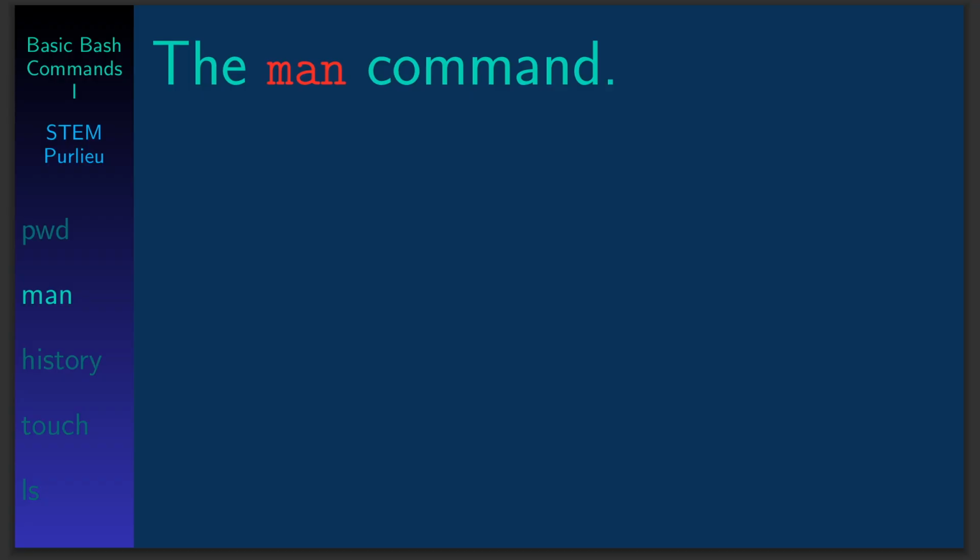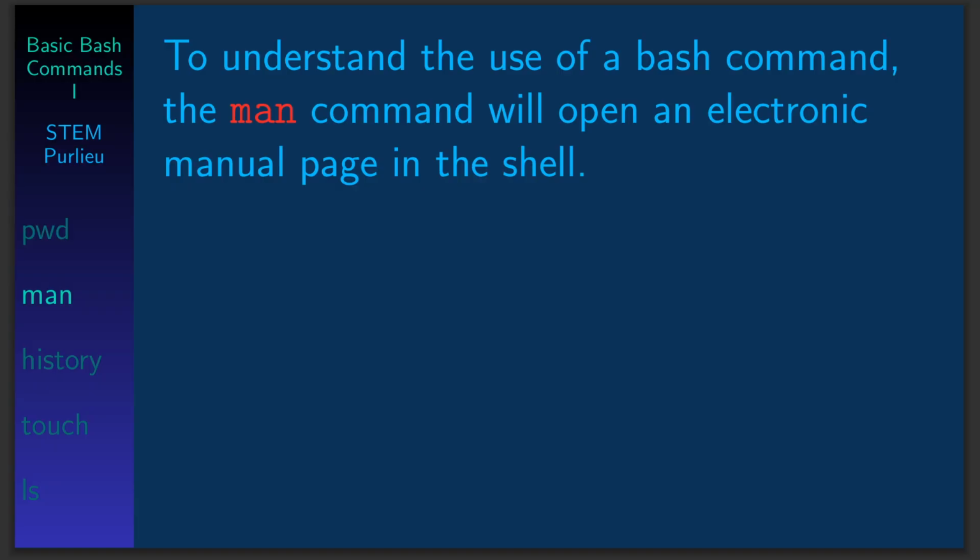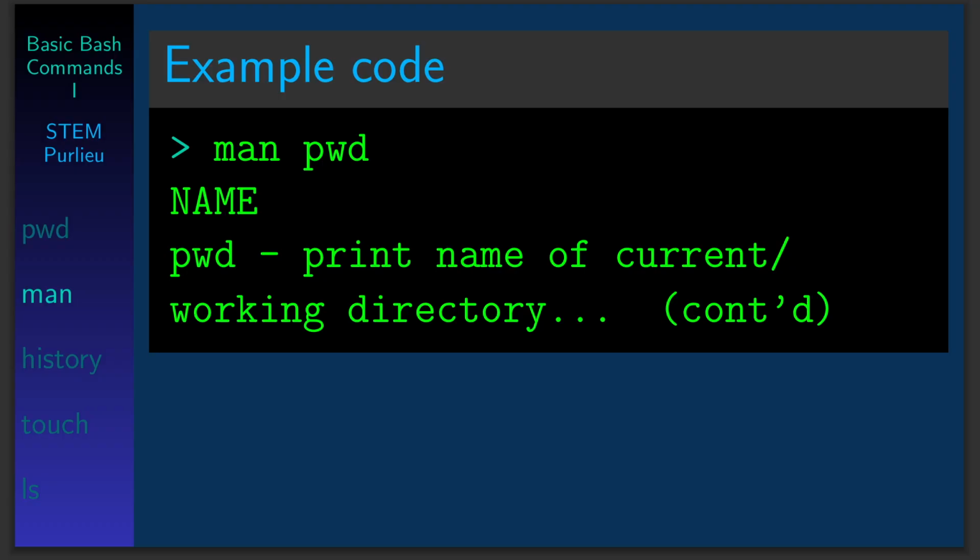Now let's look at the man command. The man command stands for manual. The man command will open up an electronic manual page inside the shell. Here's example code for the man command. So we type in man space pwd, and we get a description of what the pwd command does. The whole description is too much to fit on this slide, but this gives you an example of what the man command can output. It's often very helpful to use man space command name, where command name is the name of a program you want to explore. This is a great way to learn about the shell commands.